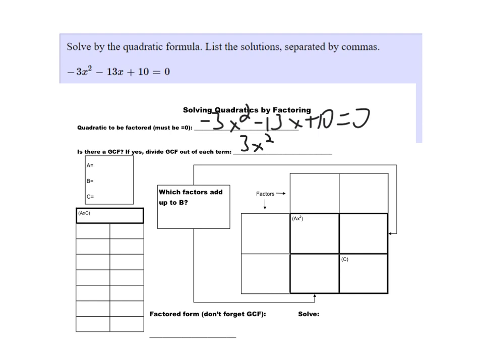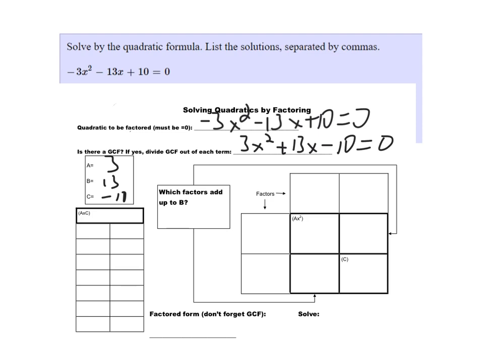What it does with these parabolas is that instead of opening up, it opens down. It still crosses the x-axis at the same place. Don't worry about that right now. So we've got 3x squared plus 13x minus 10. Remember, I divided by negative 1. And there's no GCF, so I'm kind of stuck there, other than the negative 1. So we'll write 3, we'll write 13, we'll write negative 10.